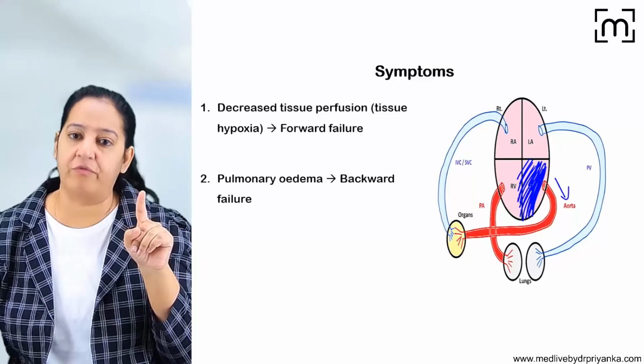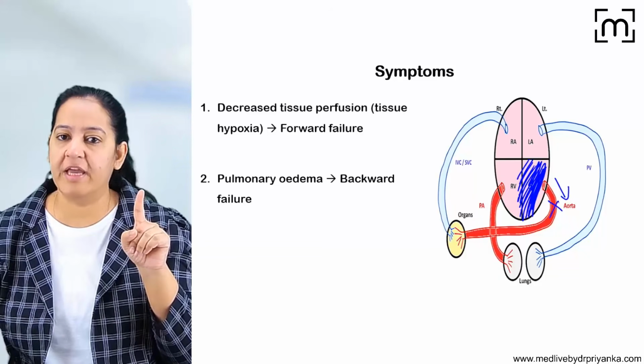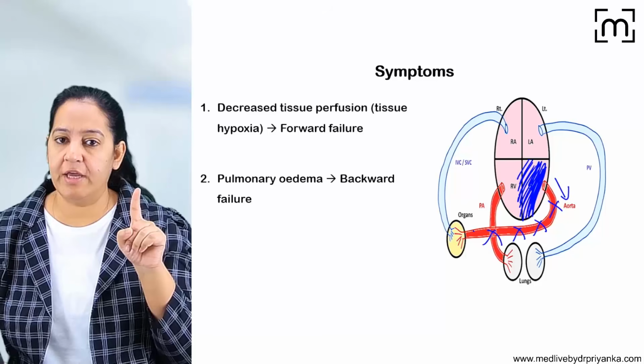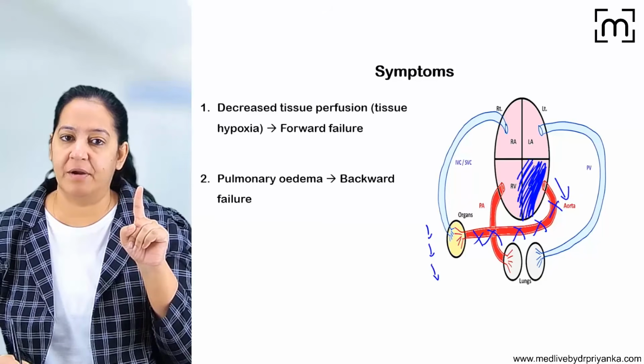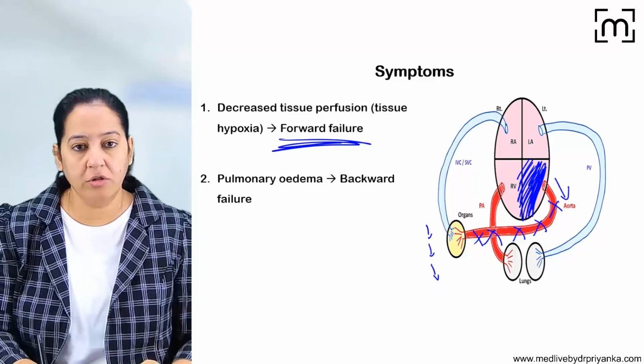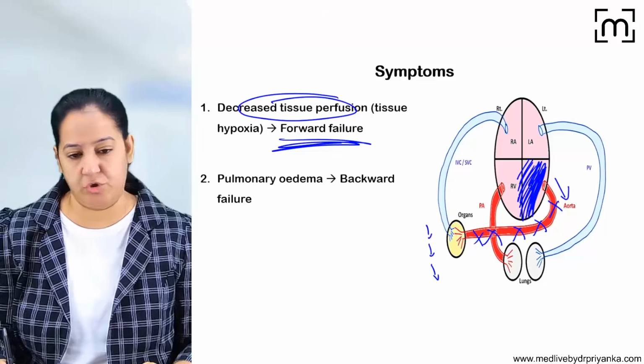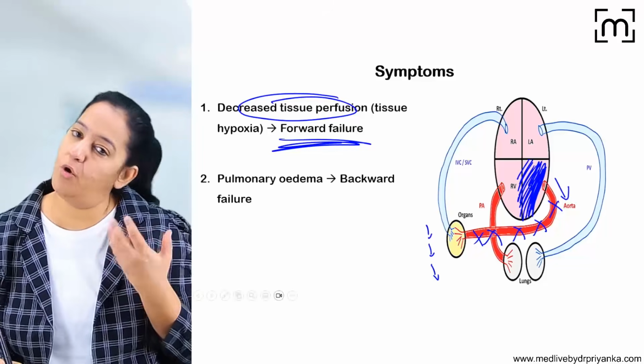The blood will not go forward. The blood will not go in the aorta. Since the blood will not go in the aorta, all the organs will receive less blood. It is known as forward failure. All the organs will have poor tissue perfusion. The kidney, the brain, all the organs.